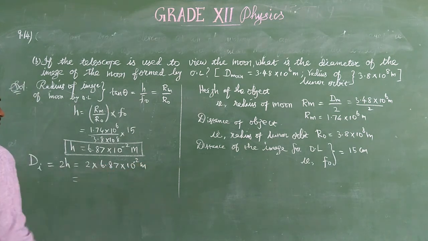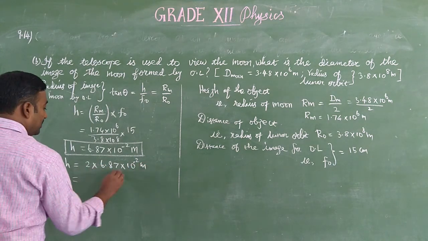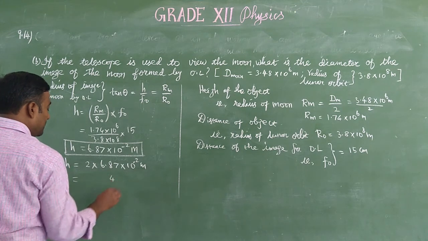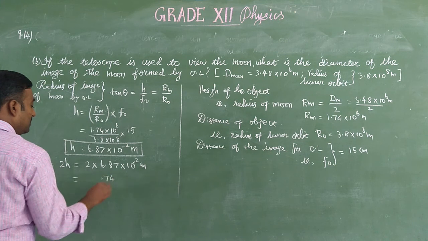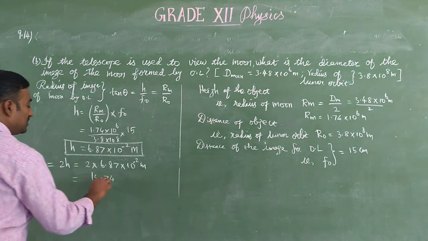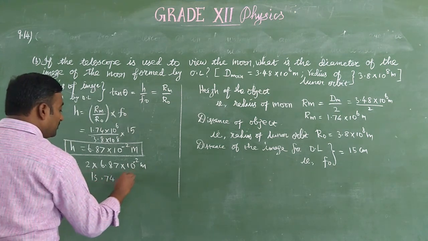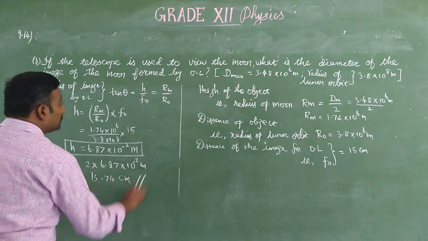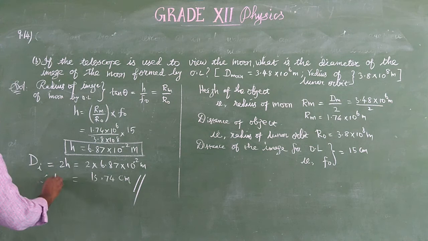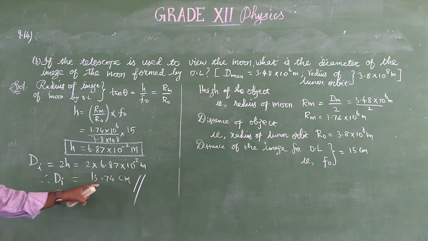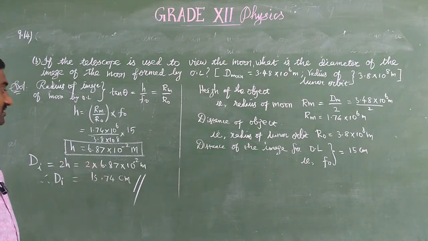By multiplying this by 2: 2 sevens are 14, remaining 1. 8 twos are 16 plus 1, 17, remaining 1. 12, 13. So 13.74 into 10 to the power minus 2 meter, that is centimeter. So we found the diameter of the image. Therefore, the diameter of the image of the moon is 13.74 centimeters. Okay.